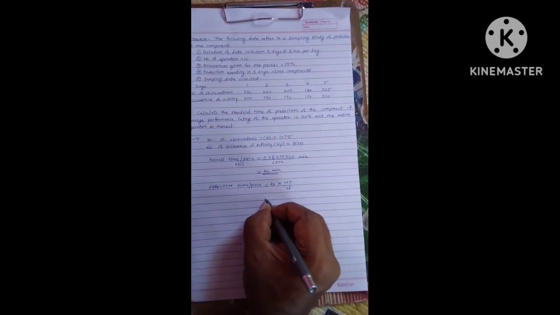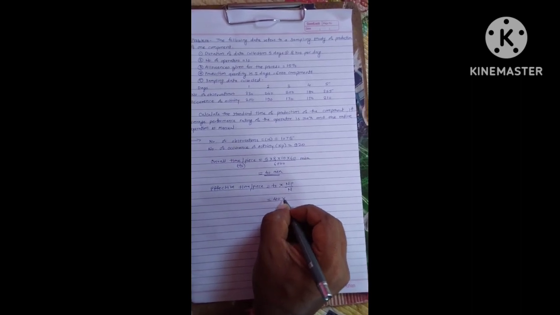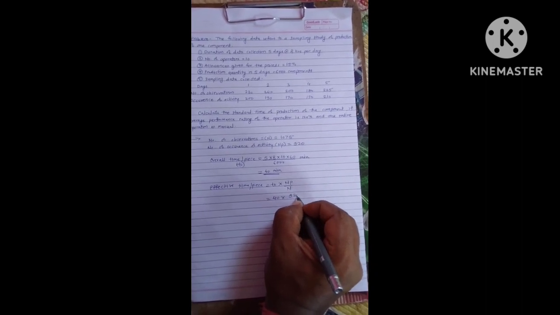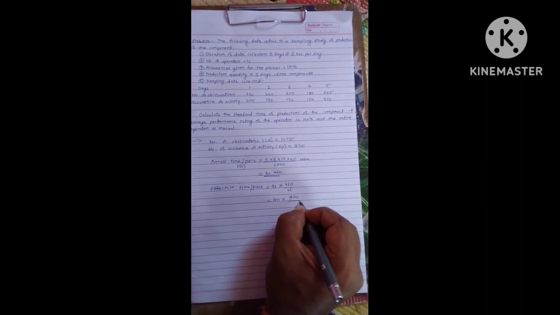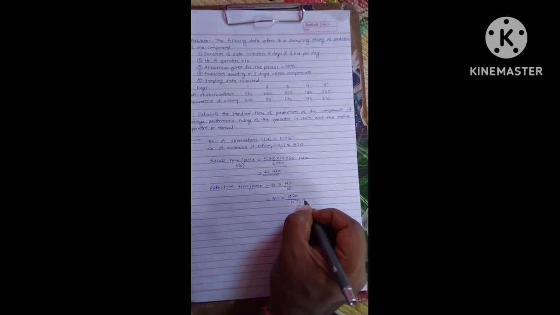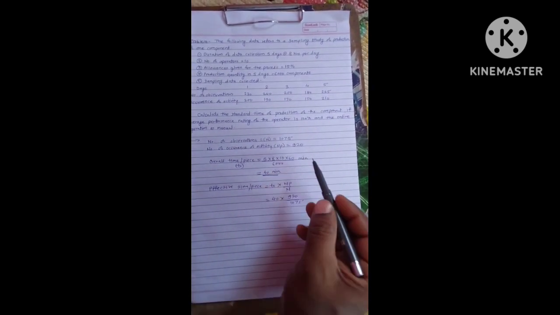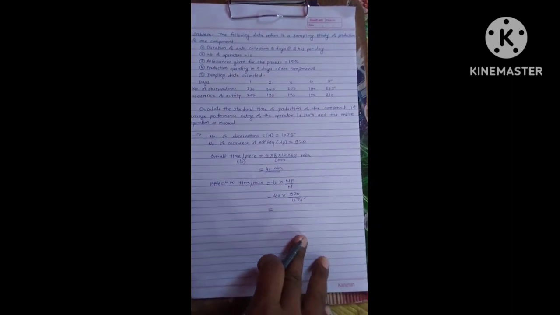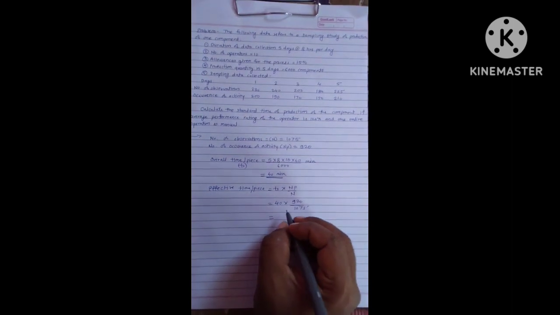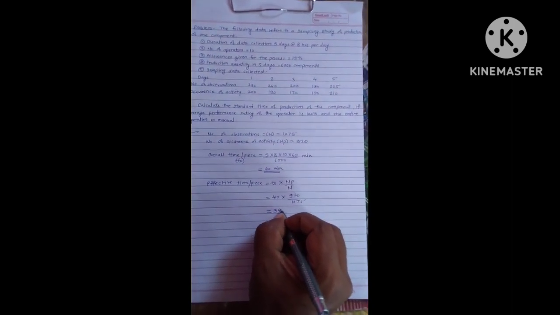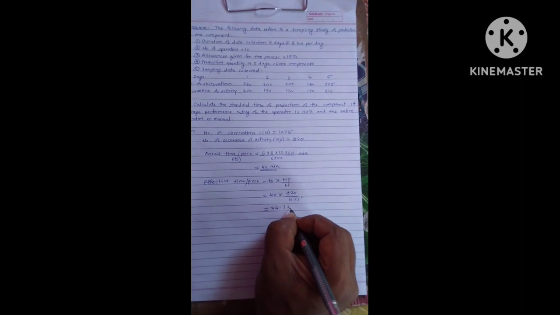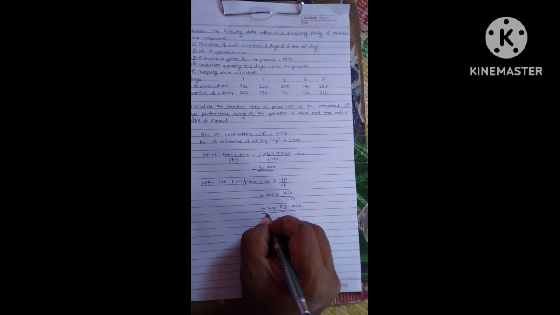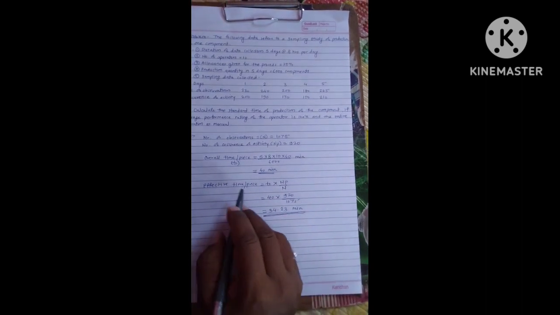So when you calculate this, that is 40 into 920 divided by 1075. When you calculate this, its answer will be 34.23 minutes. This is the answer for the effective time.